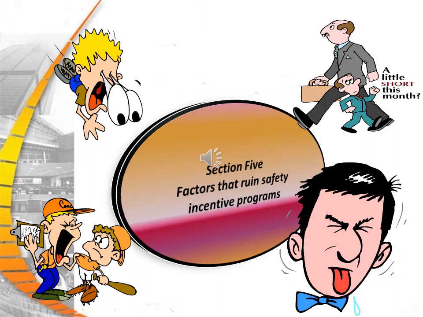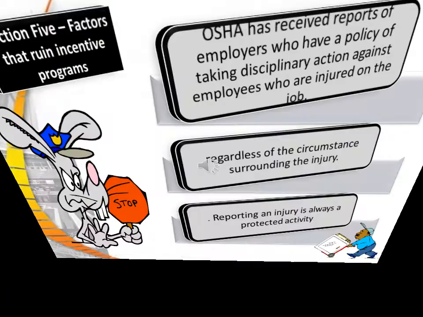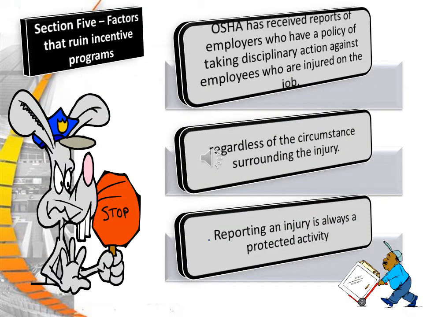Section 5. Factors that ruin safety incentive programs. OSHA has received reports of employers who have a policy of taking disciplinary action against employees who are injured on the job, regardless of the circumstances surrounding the injury. Reporting an injury is always a protected activity.